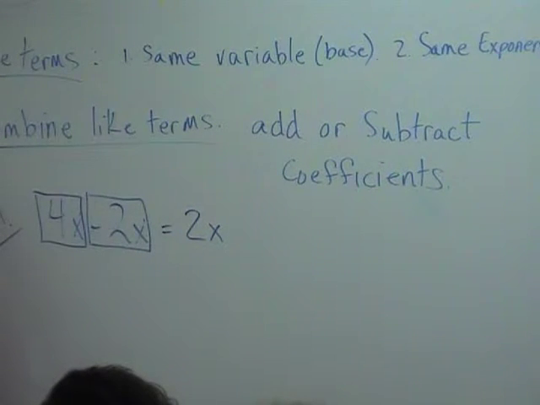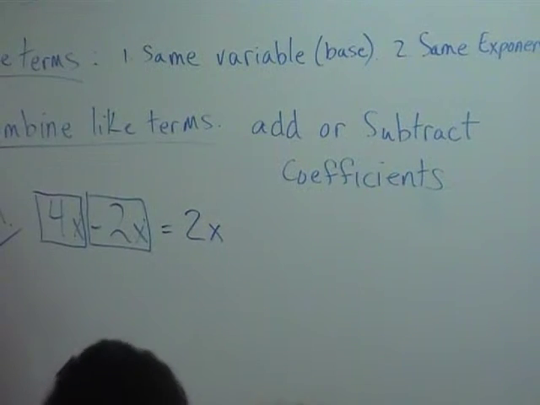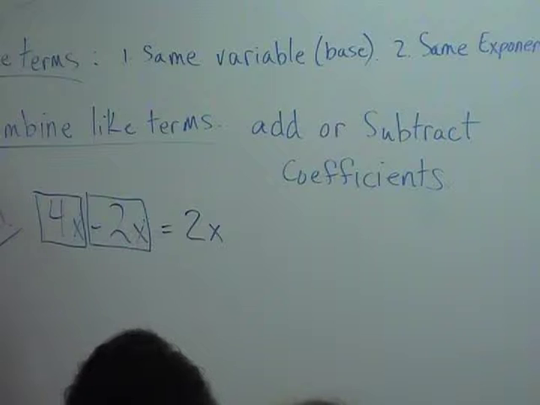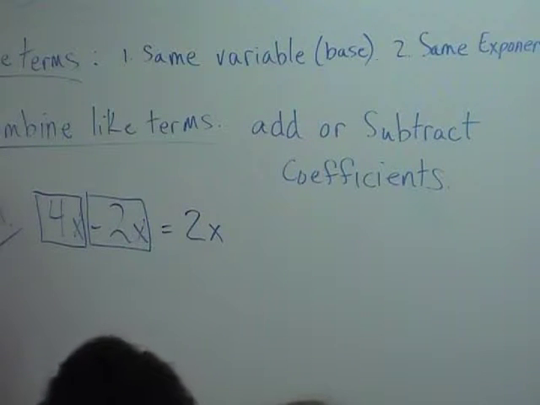The base remains the same. Do not change the exponent. So I have 4 x's here, I'm subtracting 2 x's. How many x's do I have left? I have 2 x's. Do you all get that?